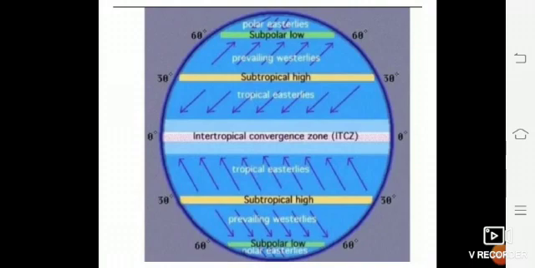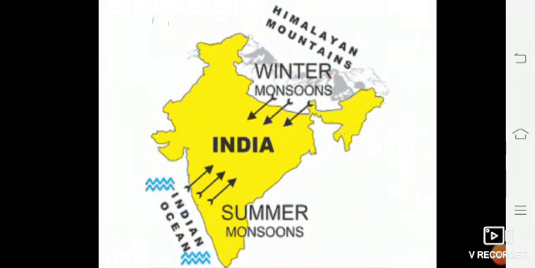India experiences both the trade winds due to its unique tropical and subtropical position. This ITCZ is most of the time present near the Indian landmass. Look at this map of India. Here the southeast trade wind changes its direction on crossing the equator and is deflected toward the right, whereas the northeast trade winds blow in the same direction from northeast to southwest.